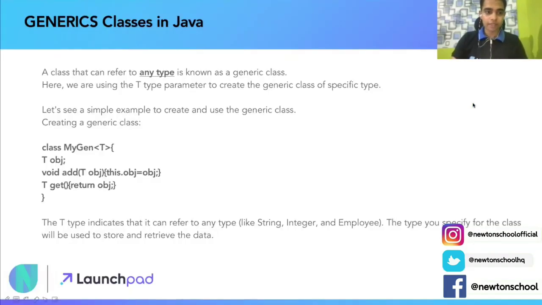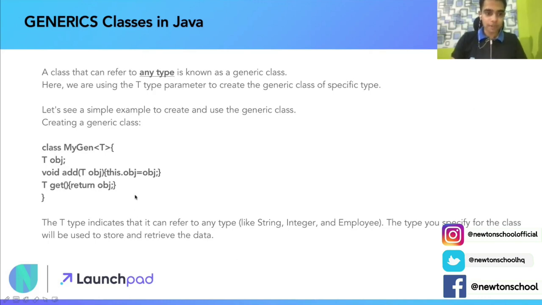A generic class is something that can refer to any type. I repeat, it can be integer, it can be character, it can be any type. A class that can refer to any type is called a generic class. For this example, I am using a T type parameter to create a generic class of a specific type. Let's see a simple example.